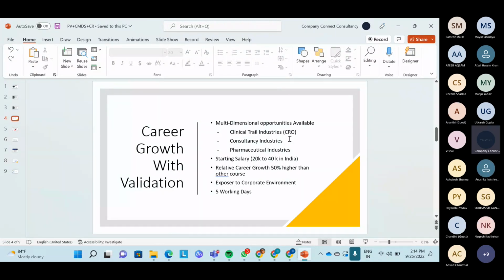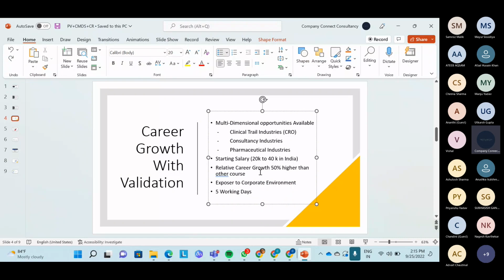Yeah, thanks. After completion of the courses, you will be able to go into the clinical trial industry, or the consultancy industry like TCS, Infosys, Mindtree, IQA. These are consultancies that provide services to various CROs. You can also go to the pharmaceutical industry in the field of pharmacovigilance. The starting package for freshers will be 20,000 to 40,000 in India. Outside India, it will be much more.